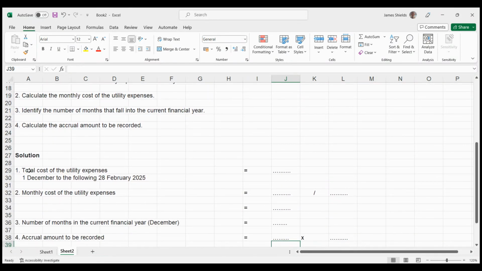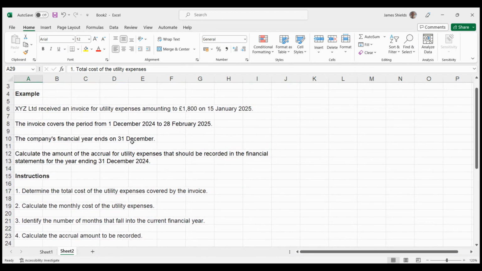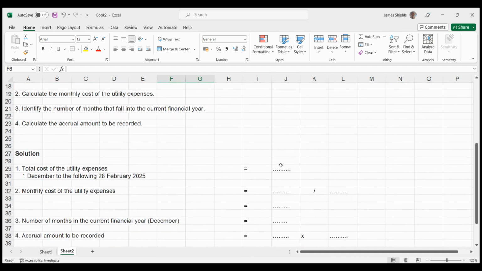So the first thing is the total cost of the utility expenses. So back to the question. The total cost was £1,800. So that goes in as my total cost. I've just reminded us that it goes from the 1st of December to the following 28th of February 2025.